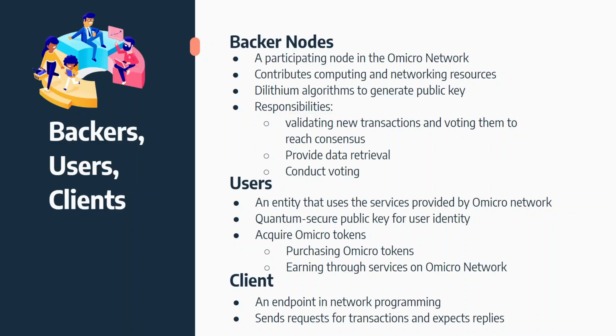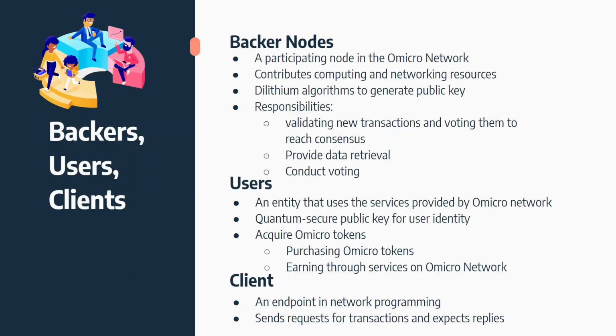Moving on, a user is essentially an entity, either a person or an organization, that uses the services provided by the micro network. Once again, a quantum secure public key binds a user for identity just like a backer. And a user normally uses digital wallets to track token balances and to conduct transactions.